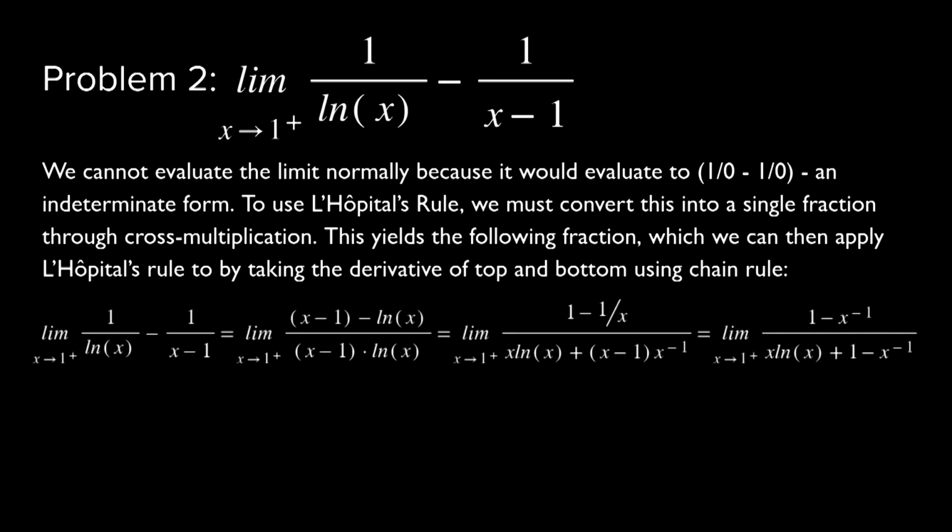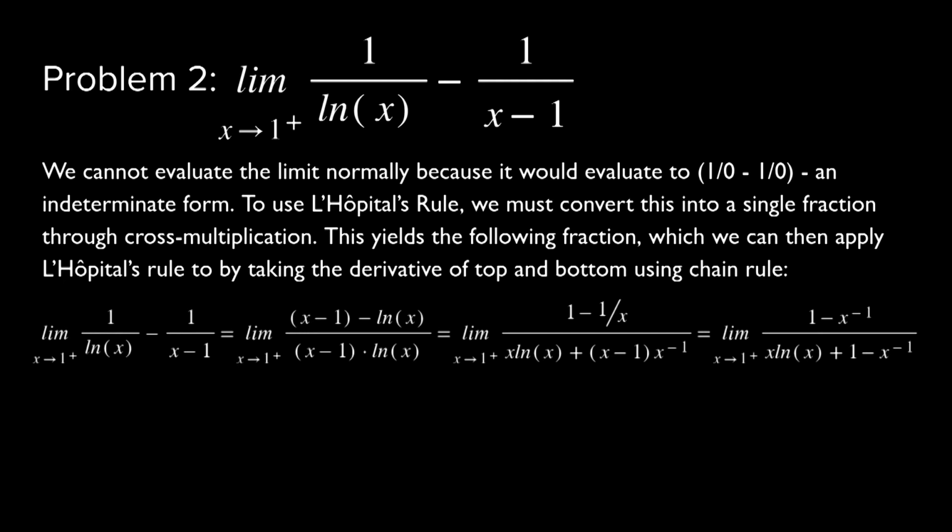Then we take the derivative of top and bottom, and we get 1 minus x to the negative 1 all over x times ln of x plus 1 minus x to the negative 1. And you may want to look at this for a second to figure out where all these terms come from. But basically the top is we derive both of them separately and subtract them. And on the bottom what we do is we use the product rule.